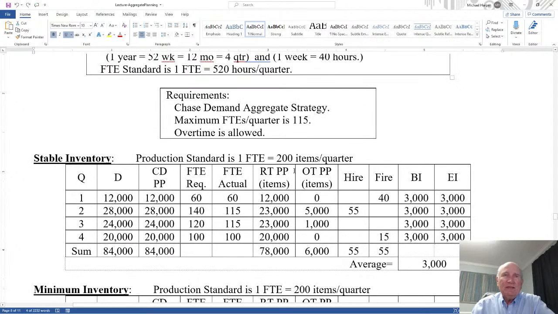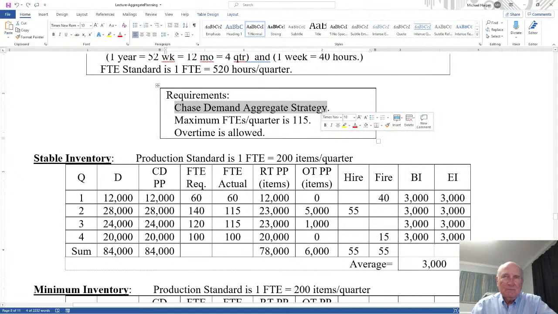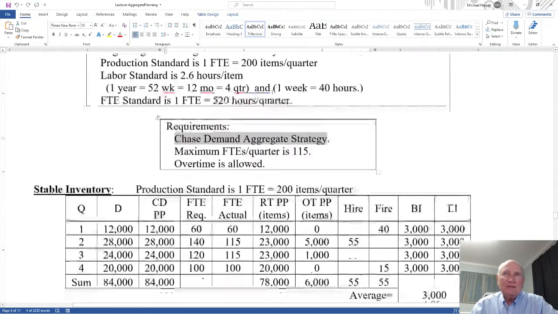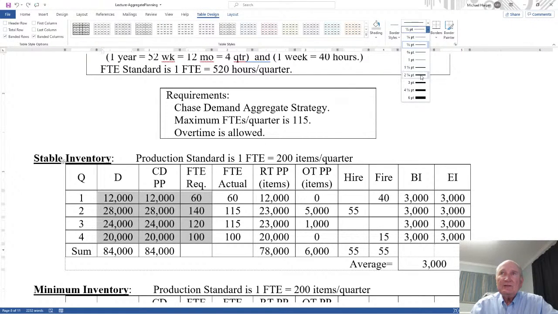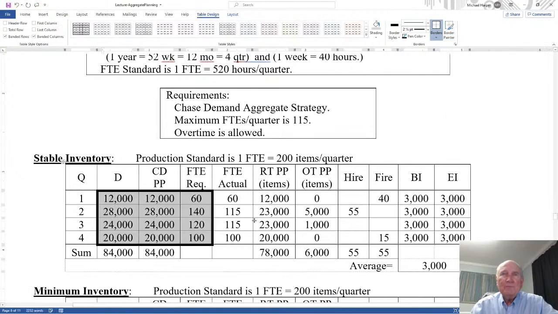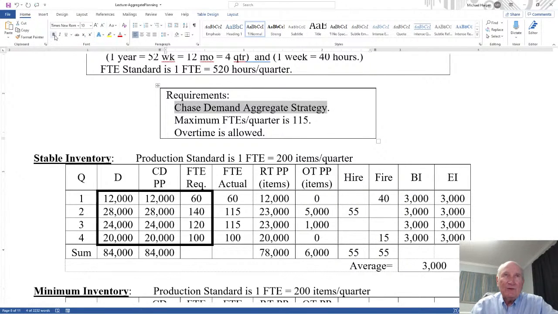So here's our requirements in this little table here. The first requirement is we want a chase demand aggregate strategy. Okay, we've already done that. We bring down our forecasted demand here, bring down our demand, and there it is. And we let our demand equal our production, and there it is. And then we divide this by 200, and there's our FTEs. So this right here, let me come up here and highlight this. Boom, this satisfies the chase demand strategy. And so there it is. So boom, we started with that.